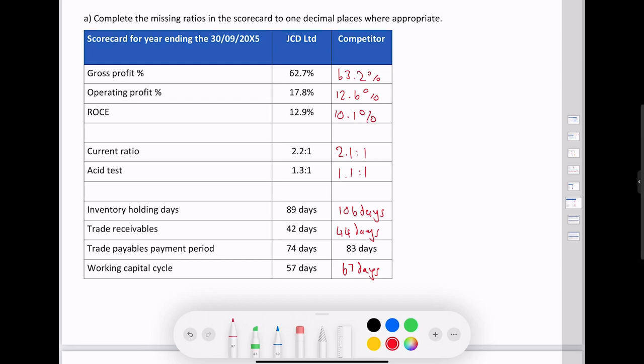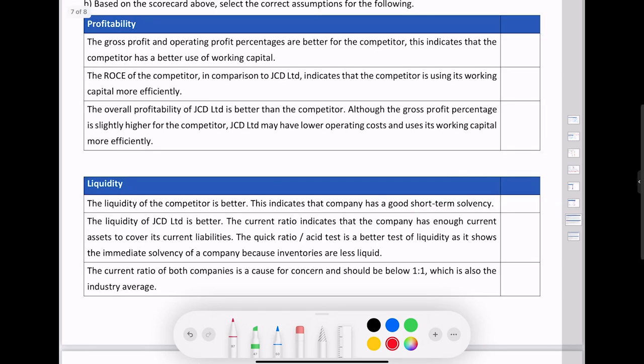Okay, now I'm hoping for the actual ratios and the calculations, you are fairly comfortable with those now. The bit that I wanted to concentrate on more is having a look a little bit at the analysis of these ratios. So some of the questions that you may get asked within an exam. So let's have a look at each of these. It says, based on the scorecard above, i.e. what we've just completed, select the correct assumptions for the following.